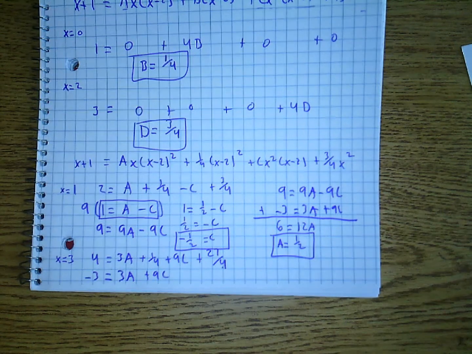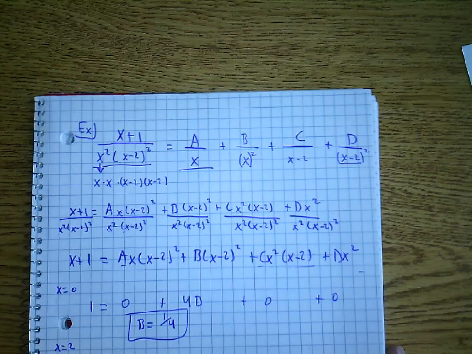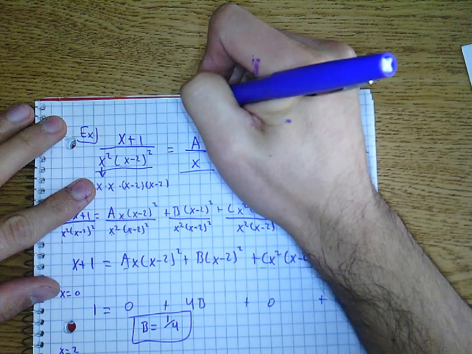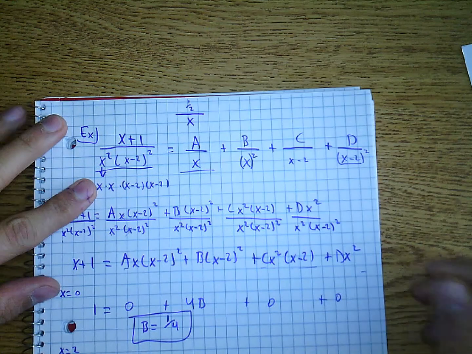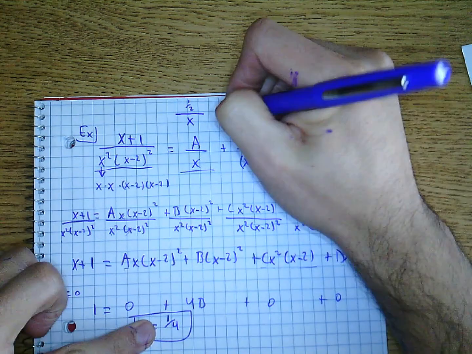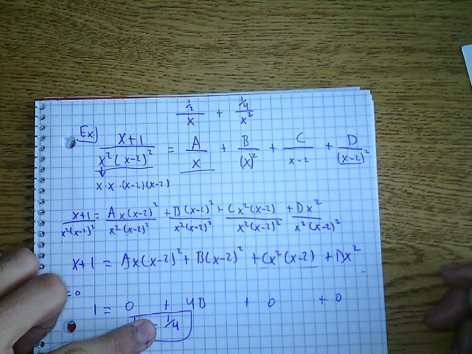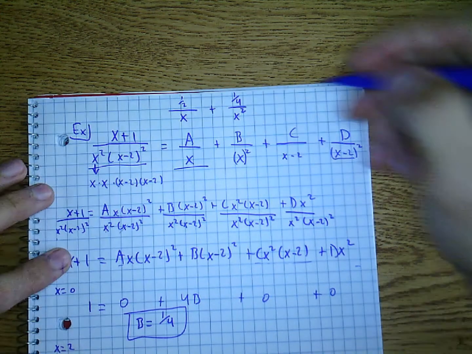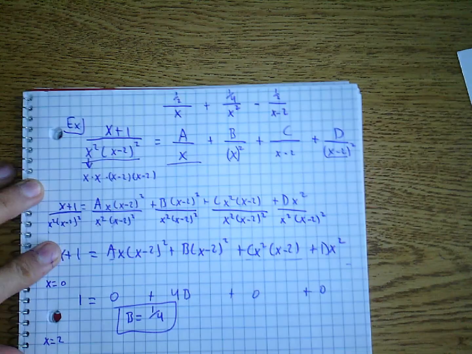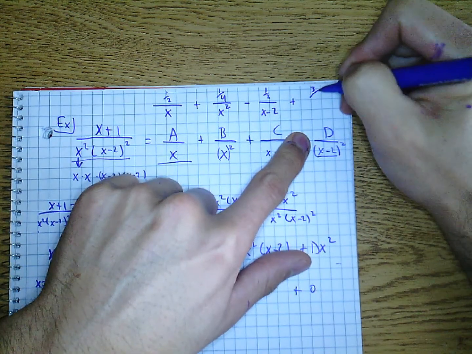So here was my original, right? So what was a for us? A was 1/2, so we have 1/2 over x, right? And then what was b for us? B was 1/4. So plus 1/4 over x squared. And then c for us was negative 1/2, so that means it's going to be minus 1/2 over x minus 2. And then d for us was positive 3/4, so it's going to be plus 3/4 over x minus 2 squared. Yes?